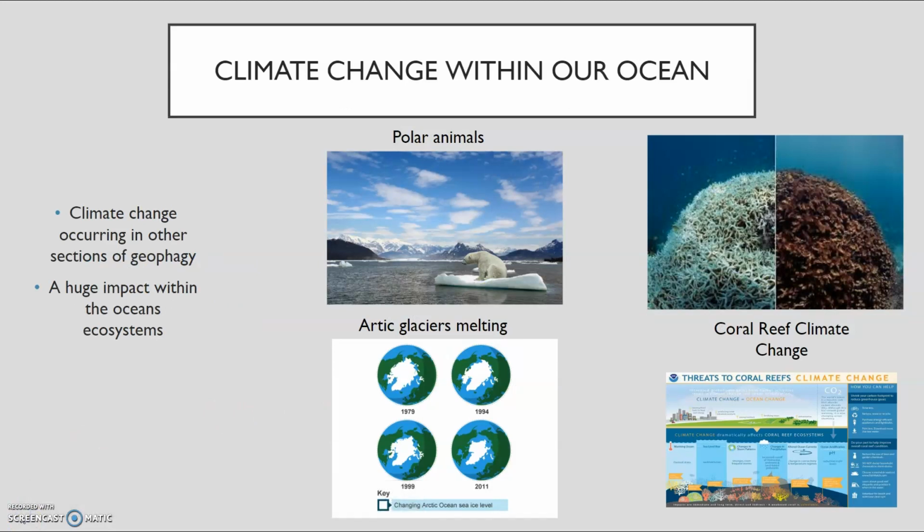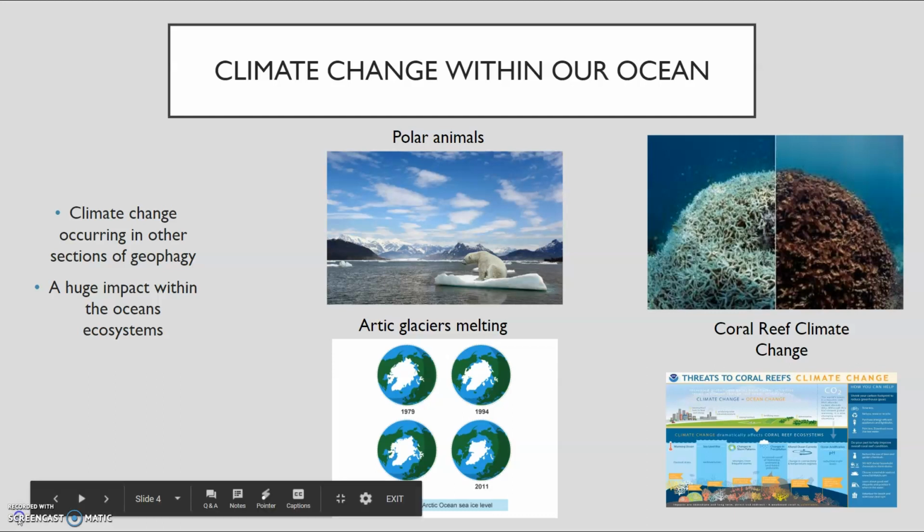Climate change has taken a toll on other sections in geography, but has taken a huge toll on the ocean's ecosystems, which remains as the epicenter of global warming. Higher temperatures are bad for sea creatures and for us humans as well.